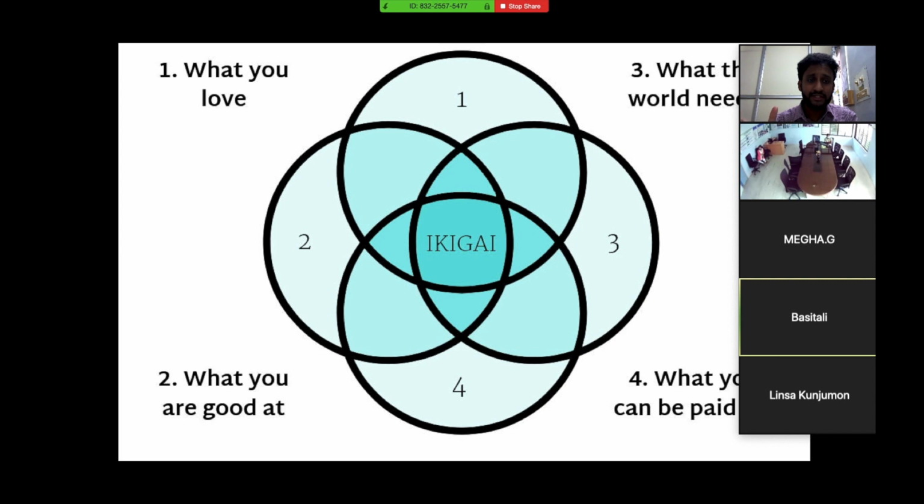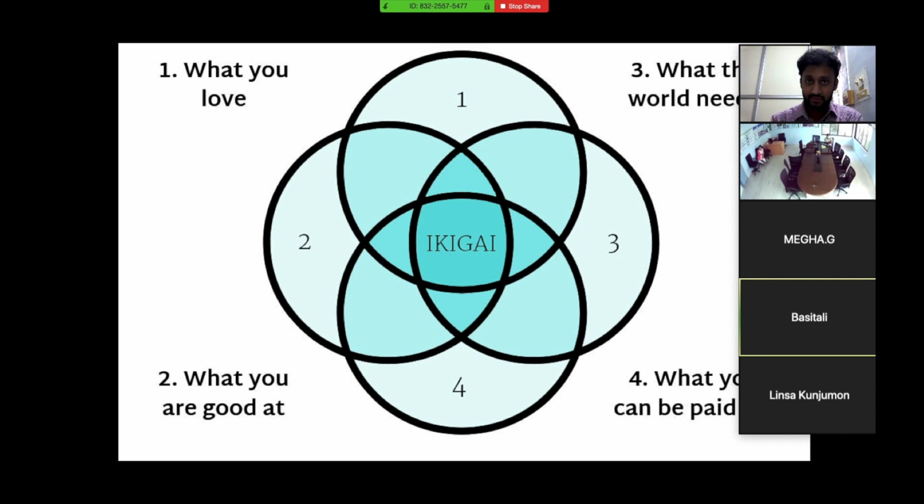Have you read the book, The One Thing? Anybody? The One Thing. You should read that book. The One Thing by Gary Keller. That book also has the same philosophy, to try to find the one thing. If I could do that one thing, the rest of my life is accomplished, everything I have achieved. So Ikigai is an intersection of these four things.